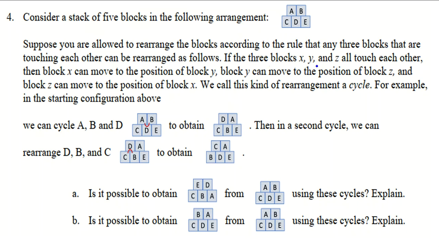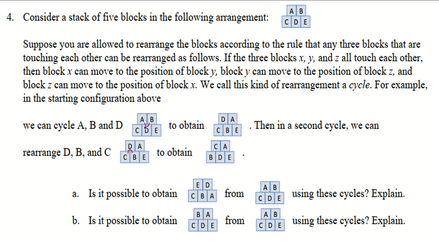If the 3 blocks X, Y, and Z all touch each other, then block X can move to the position of block Y, Y can move to the position of block Z, and block Z can move to the position of block X. We call this kind of rearrangement a cycle. For example, in the starting configuration above, we can cycle ABD. You can cycle clockwise or counterclockwise, because the problem doesn't say that it can only be in one direction.